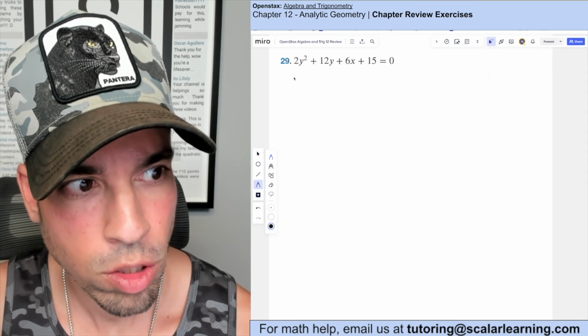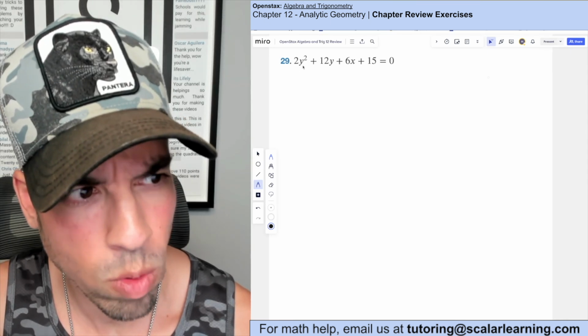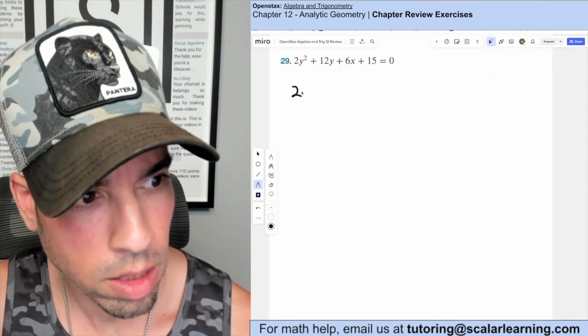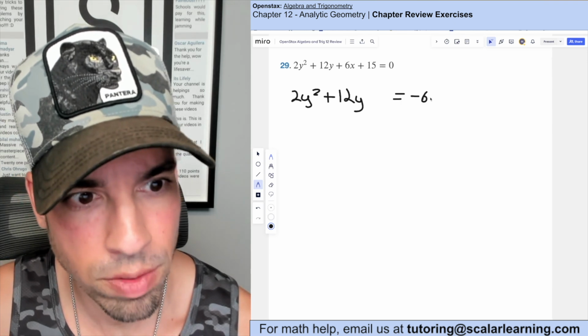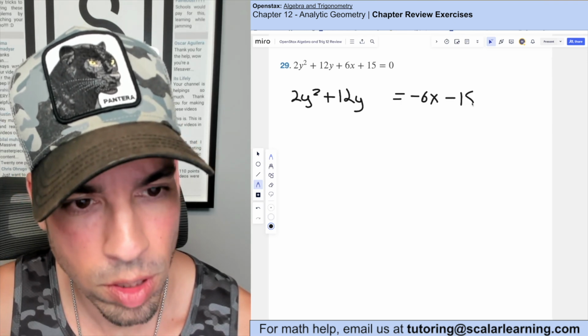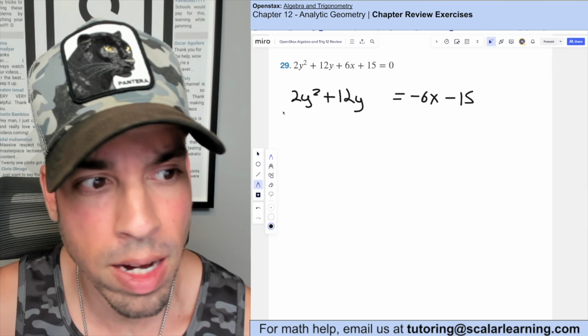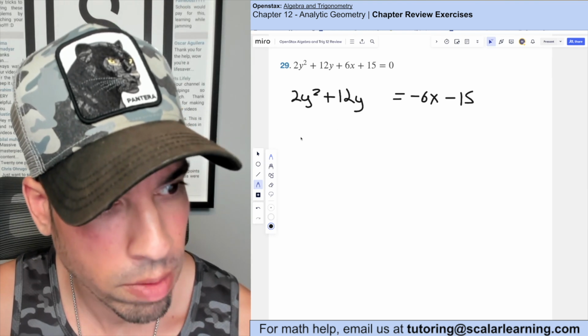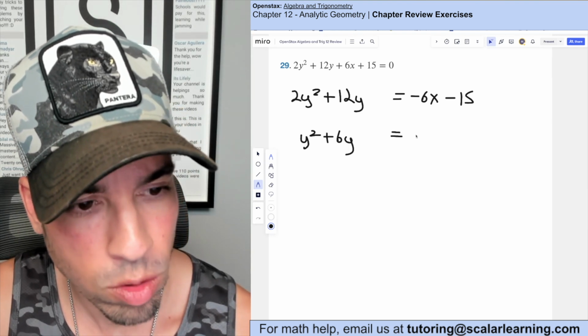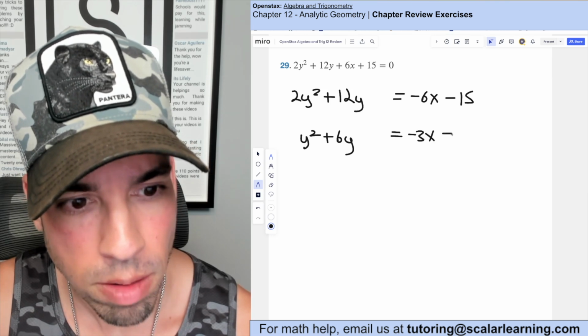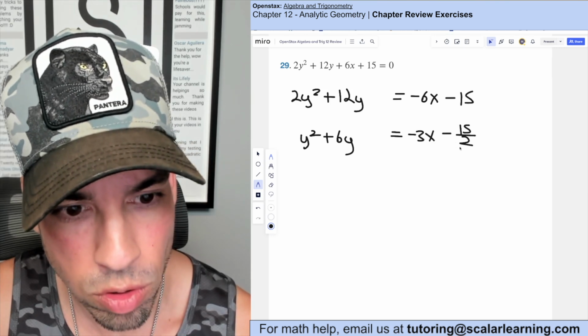Done. So for this one, we're going to keep the 2y squared and the 12y on the left-hand side like so. And then we're going to set this equal to negative 6x minus 15, right? Subtracting both of those. Then I'm going to divide everything by 2. So I've got y squared plus 6y is equal to negative 3x minus 15 over 2, okay?